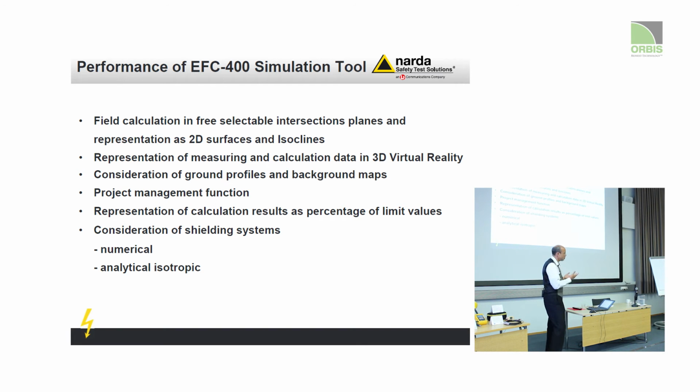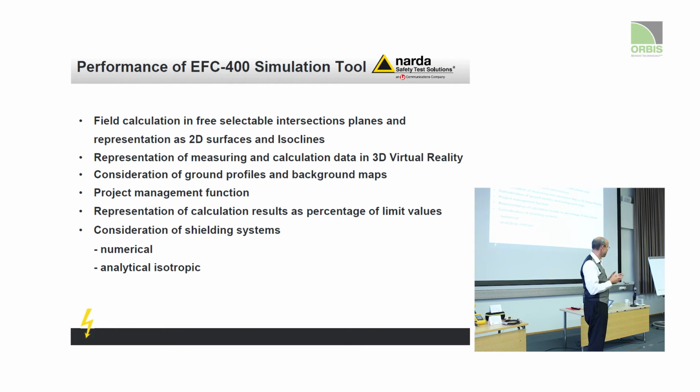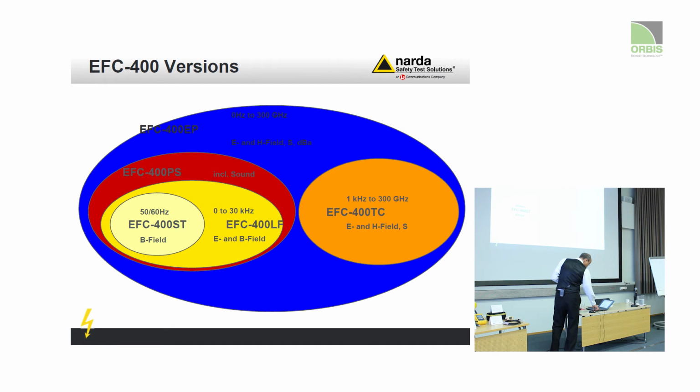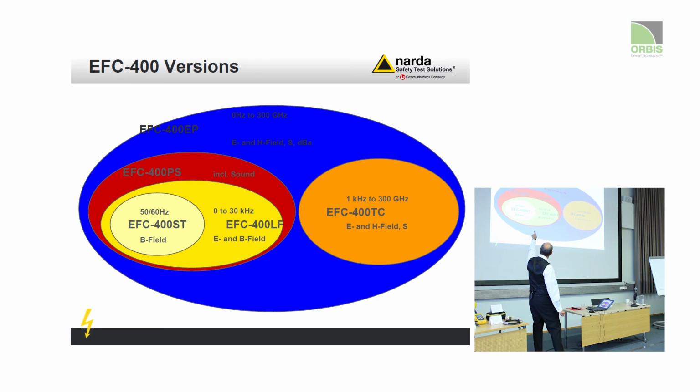So this software is also, I think, I'm pretty sure the market leader worldwide. We are selling it almost into all countries. So there are different software packages starting from below 10 kilo euros up to 20 kilo euros. So you either have simulation only for 50-60 hertz, or only B field, or B field and E field. The EFC 400 PS is also simulating the sound which is coming from the high voltage lines.